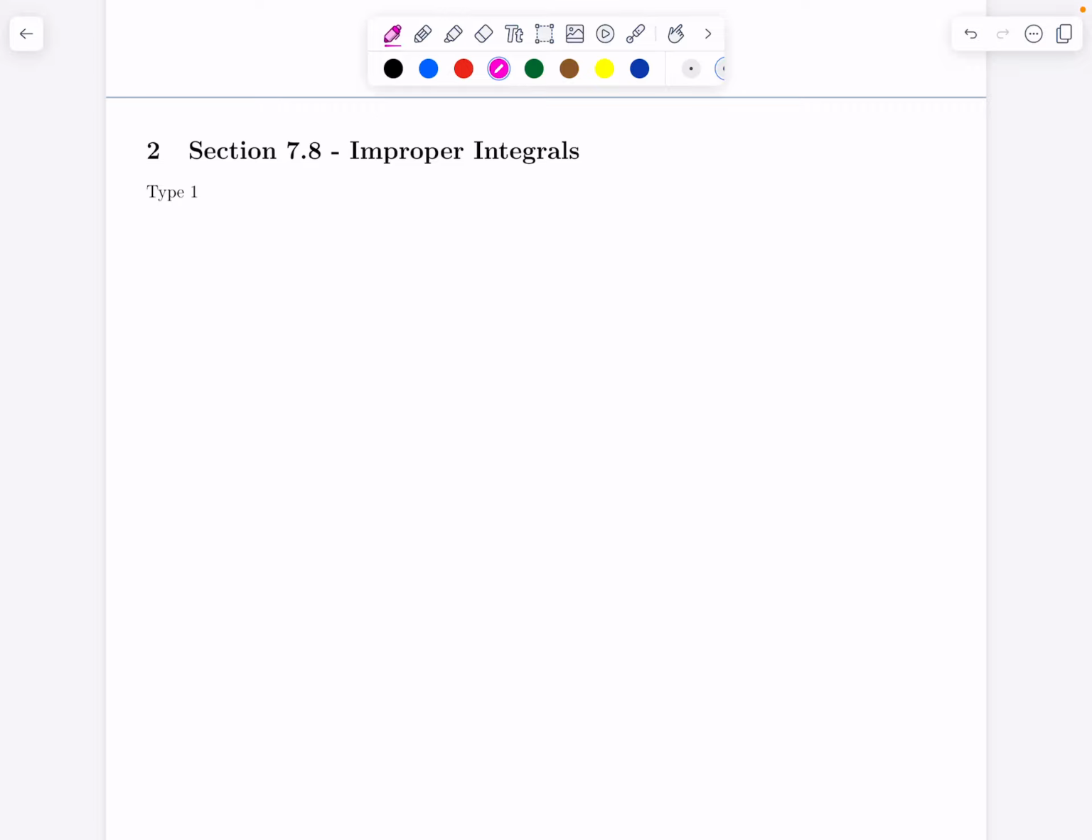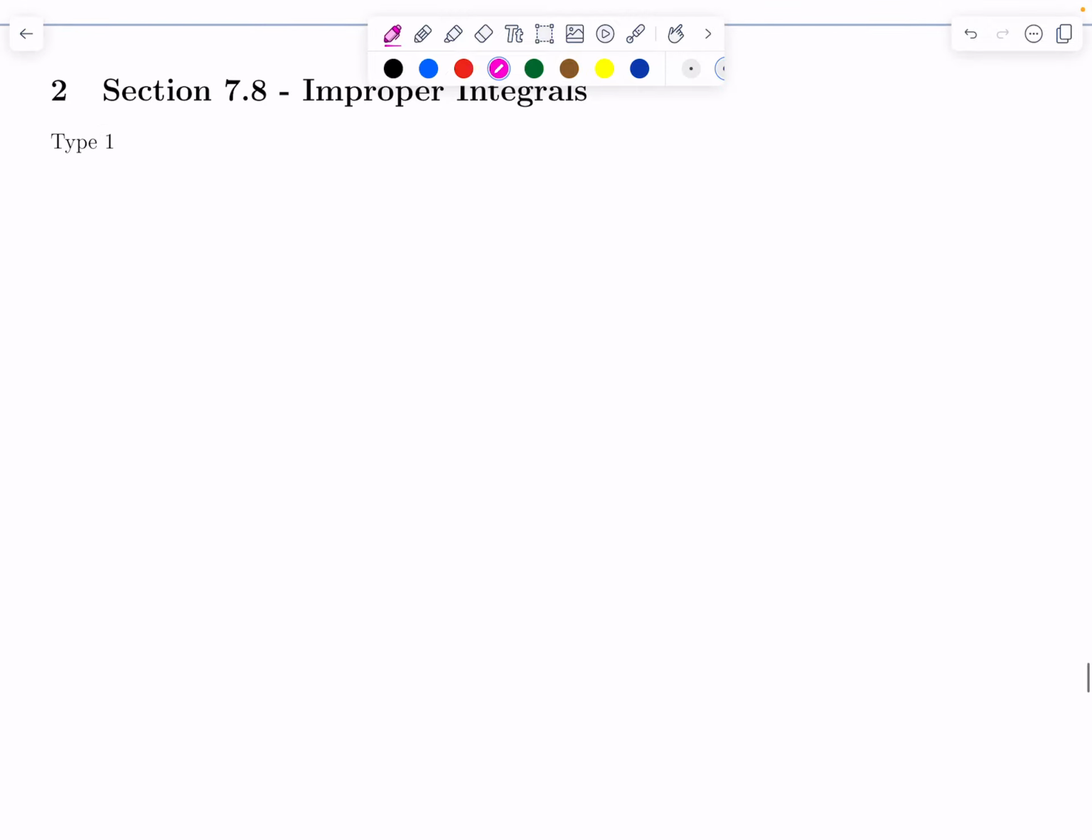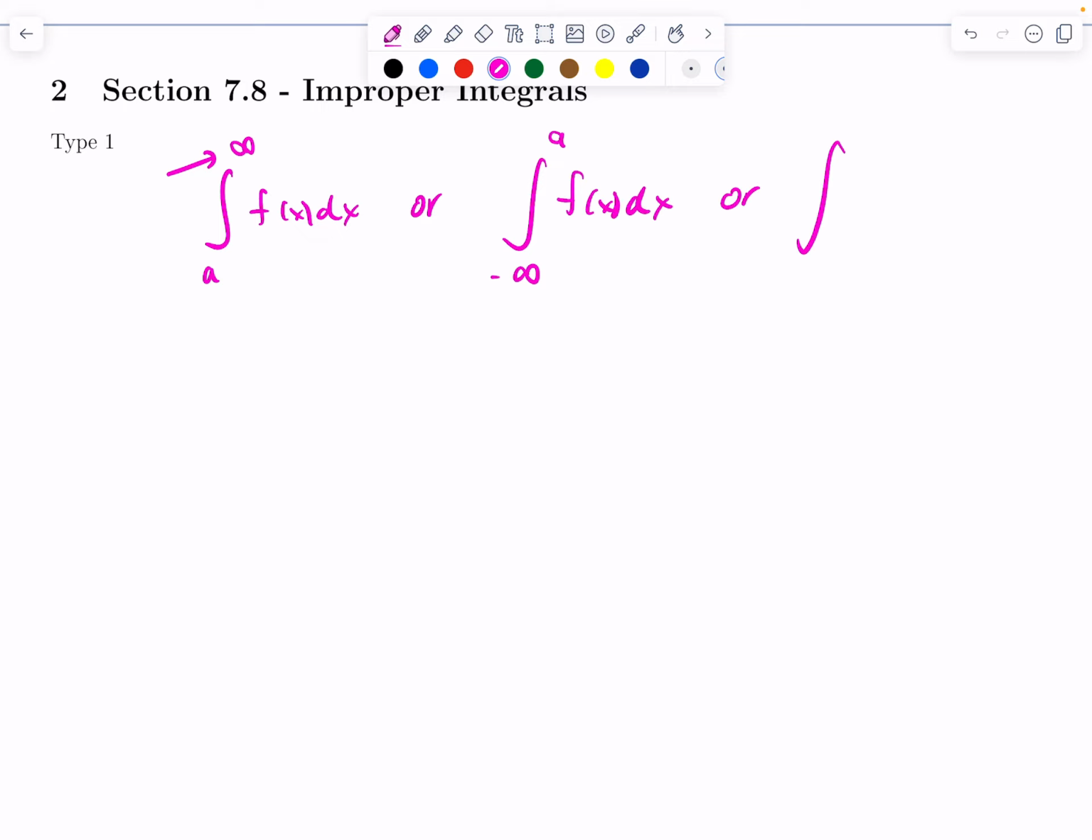Okay, in this first video of improper integrals, we're going to look at type 1 improper integrals. They are ones that are of the form a up to infinity, so not a number up there, but infinity, of f of x dx, or we could have negative infinity down here up to some number, or we could have infinity on both bounds. All three of those are cases of a type 1 improper integral.